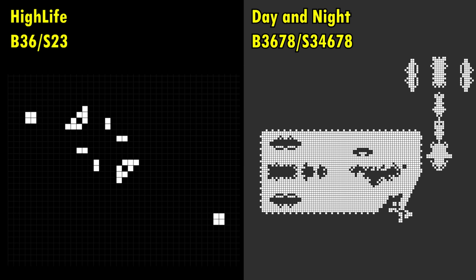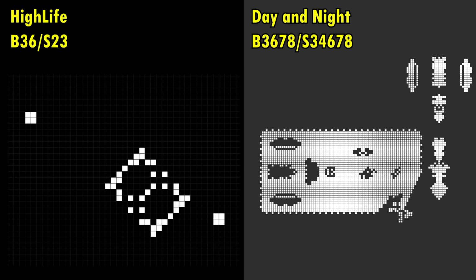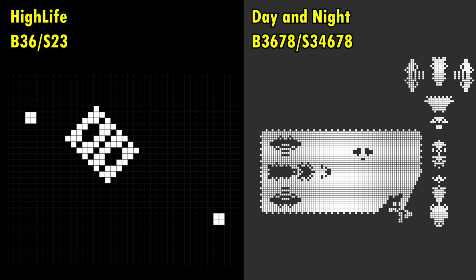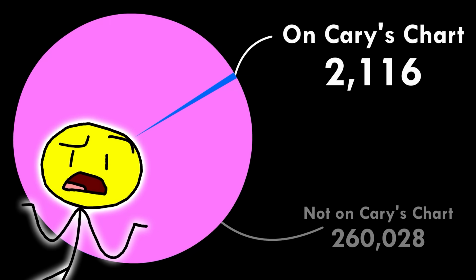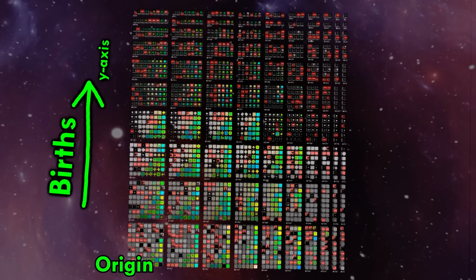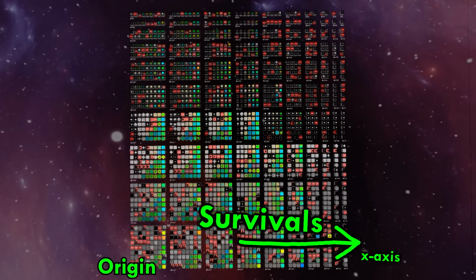We lose some iconic rule strings, like High Life and Day and Night, which are not connected, but hey, some sacrifices have to be made. But how do we lay out those 2,000 universes in the grid? Well, births correspond to the y-axis and survivals correspond to the x-axis.